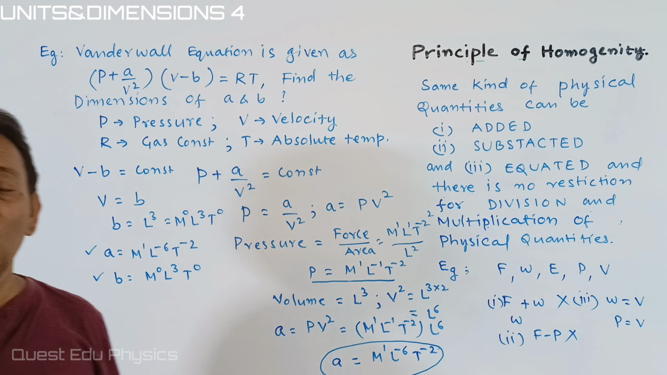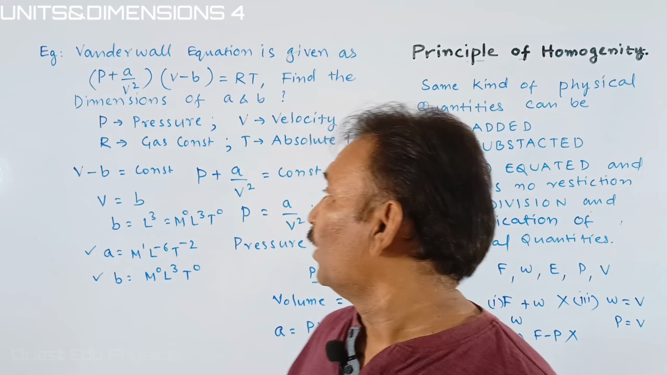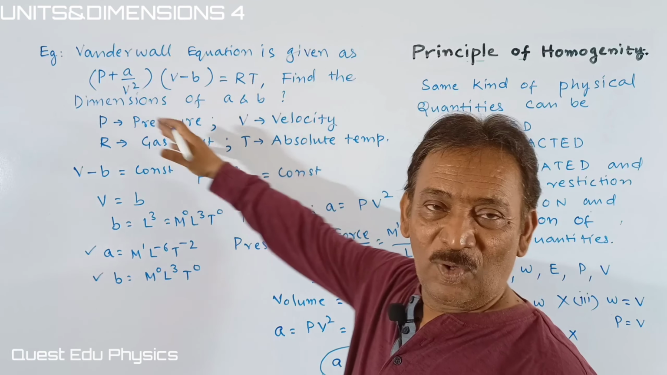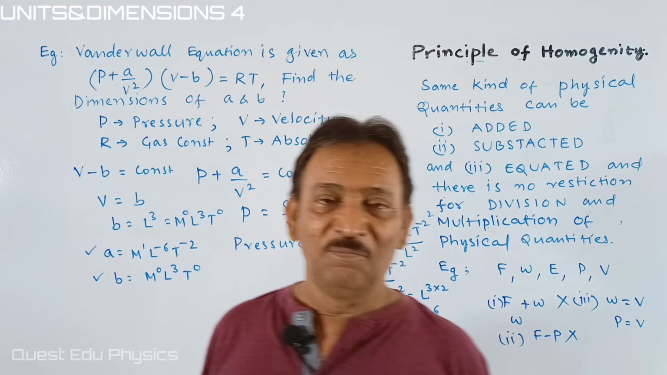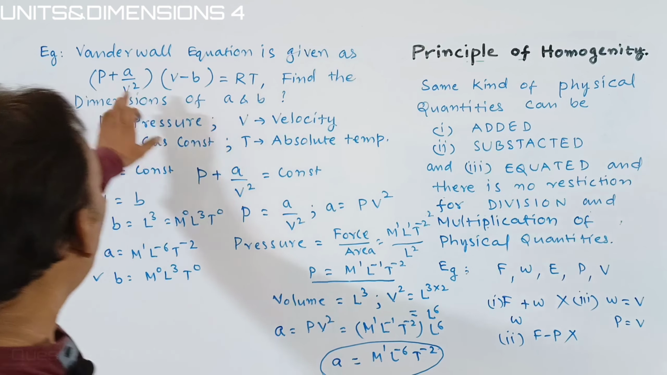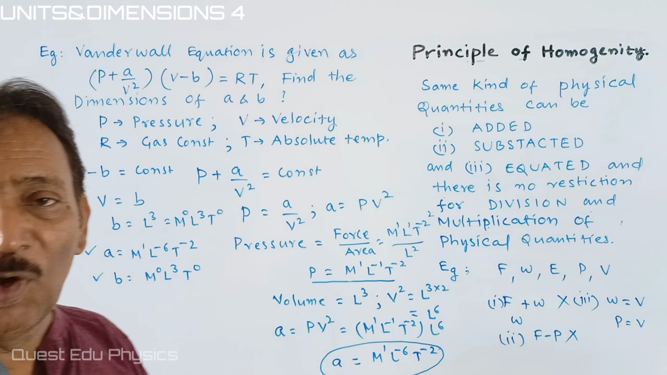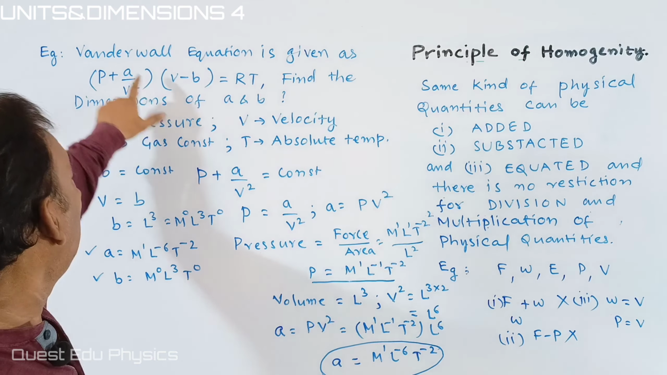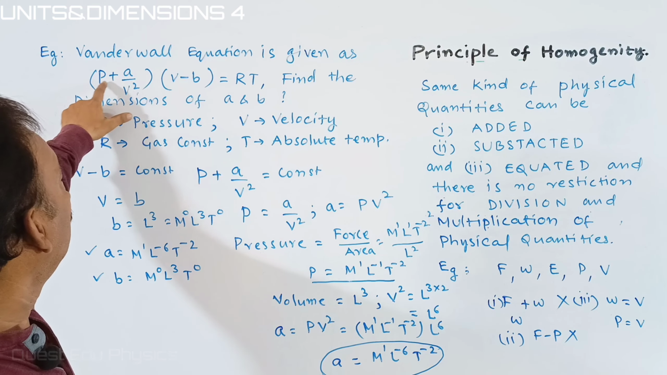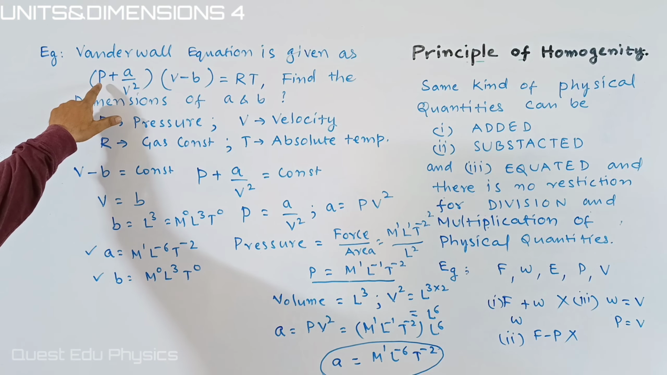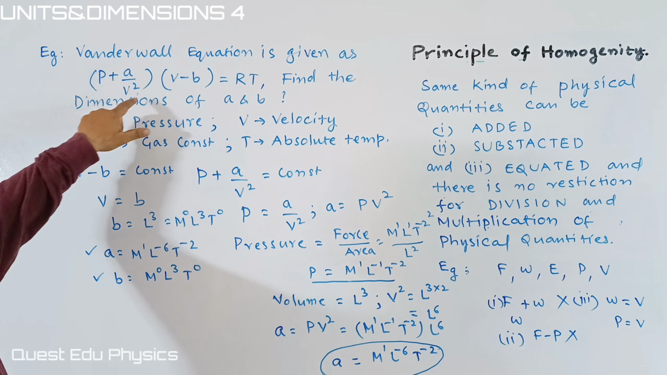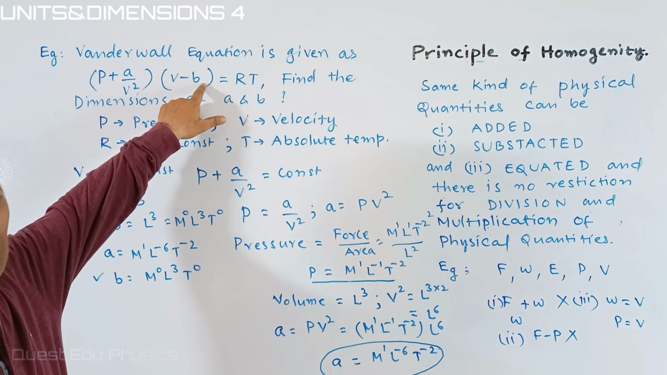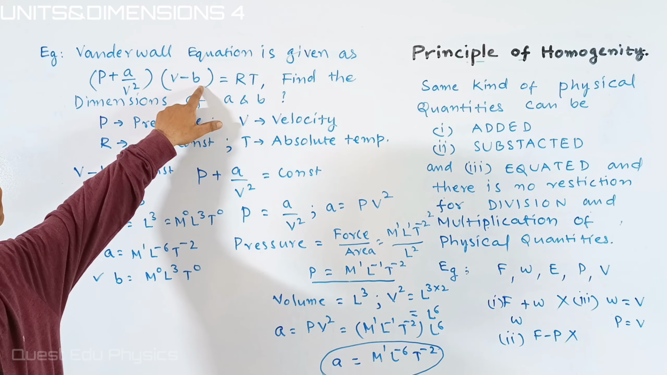It is the principle of homogeneity, students. I hope you understand. There is no need of using R and T in this equation. We are not at all equating them. Without equating them, we found the values of A as well as B. It is the beauty of the principle of homogeneity, students. It tells us that only the same physical quantities can be added. Immediately after looking at this equation, you would understand that A by V squared has the same dimensions as pressure. In the same way, V is equal to B, so it can be subtracted.